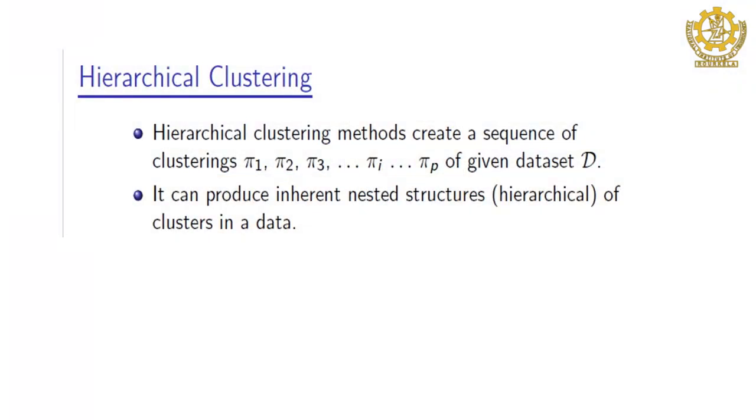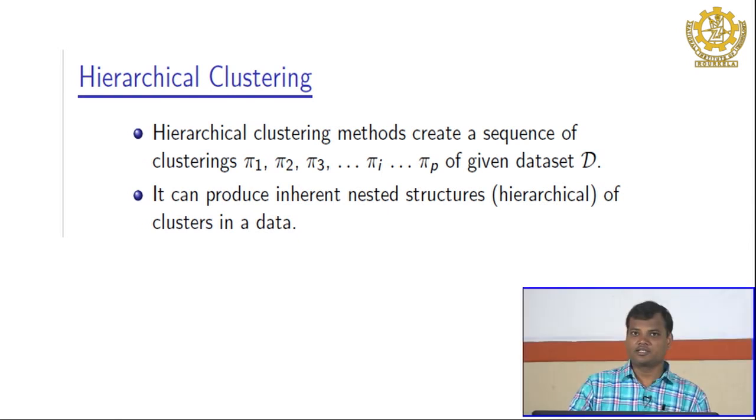So, the hierarchical clustering method creates a sequence of clusterings, where each clustering is denoted by pi 1, pi 2, pi 3 and so on, for the given data set. It can produce the inherent nested structure of the clusters in the data, like a family tree. So, this is a hierarchical structure. Similarly, if a data set has some hierarchical structure, this clustering algorithm is a good idea to apply to capture it. Okay. So, we move forward.